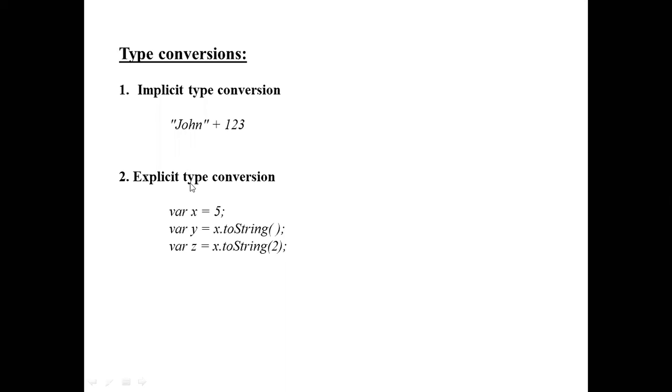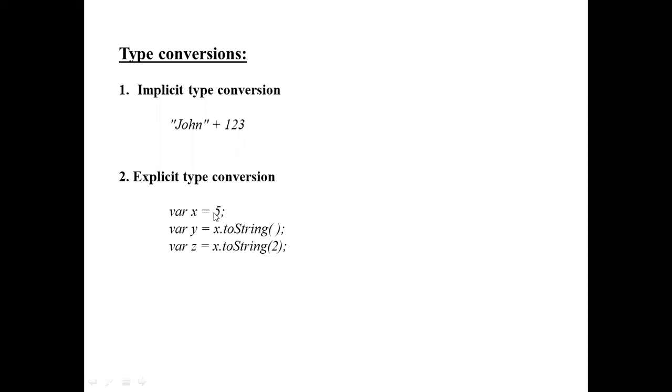Sometimes there is a need for the programmer to force type conversion. Such conversion specified by the programmer is known as explicit type conversion. In implicit type conversion, the conversion is done by the interpreter; in explicit type conversion, the conversion is done by the programmer. Here, an example.